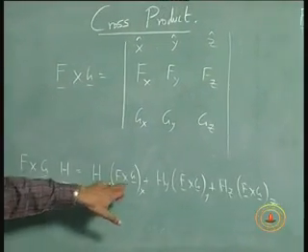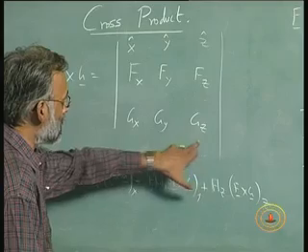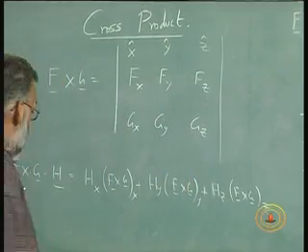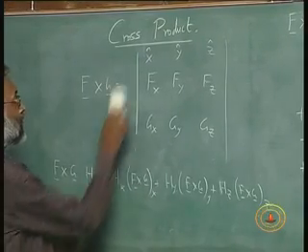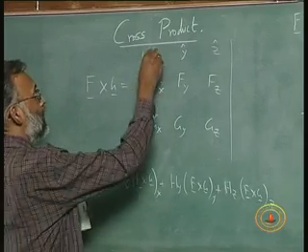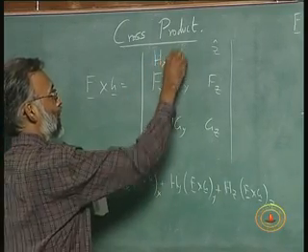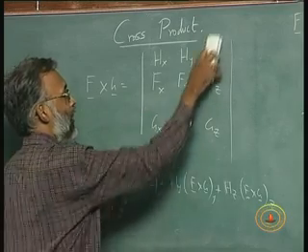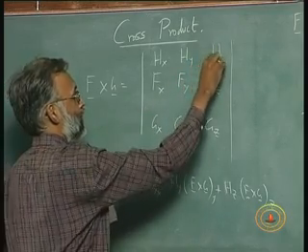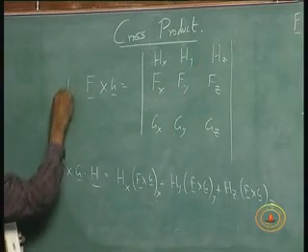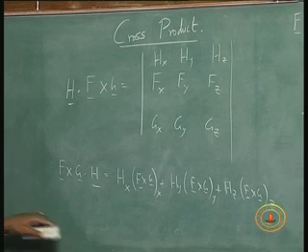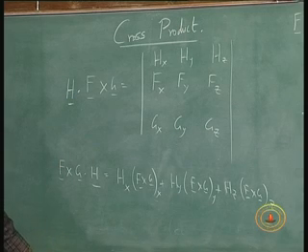But f cross g x is nothing but this piece. So, if I simply replaced this determinant and put in hx, hy and hz, I would be getting h dot f cross g.